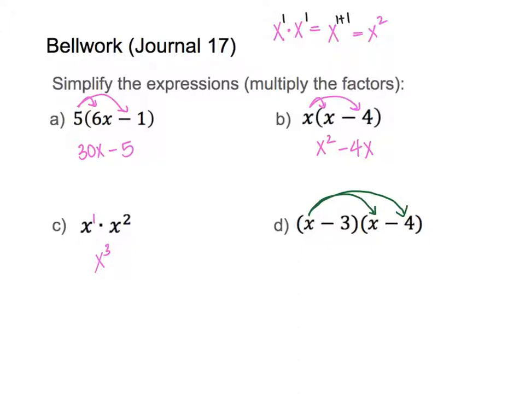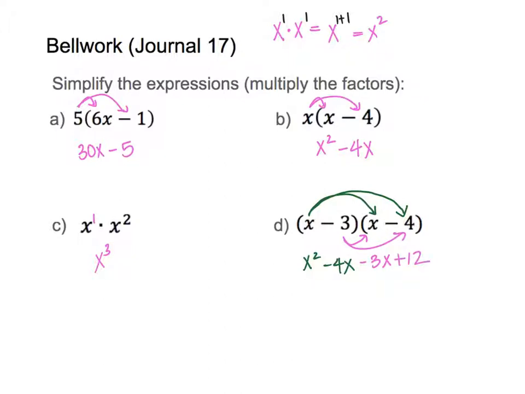So x times x gives you x squared. X times -4 is -4x. But then we have the -3 right here. So I've already multiplied with x. Now I get to use -3. So -3 times x is -3x. -3 times -4 gives me +12.